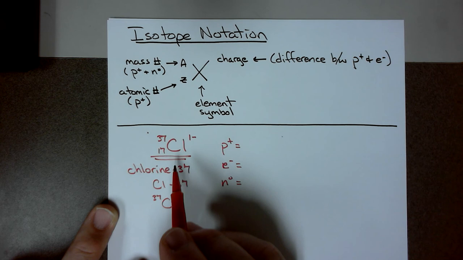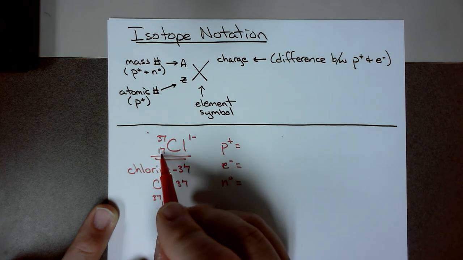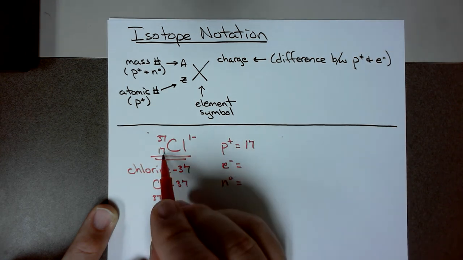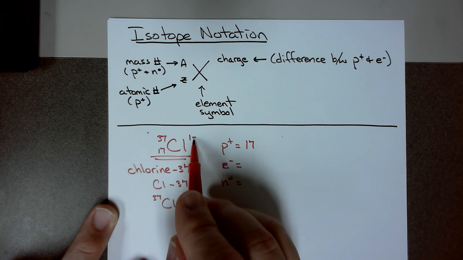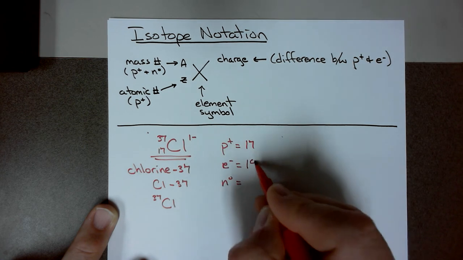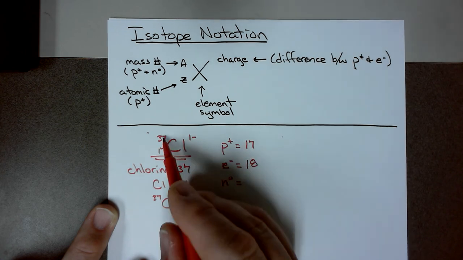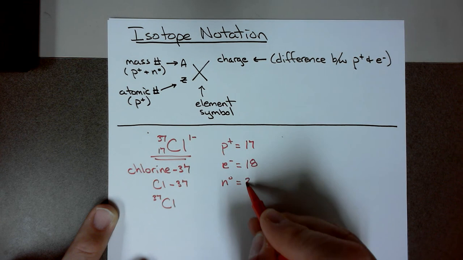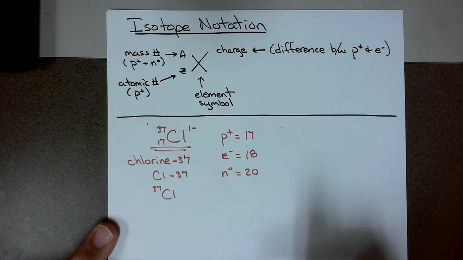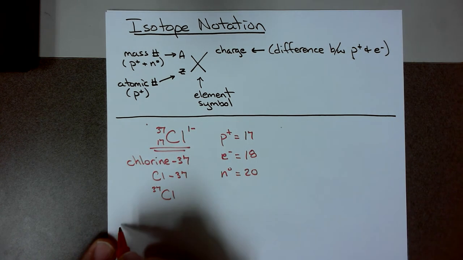Now here we know that the number of protons is the bottom number, Z, so that's 17 protons. It has a charge. That means we've gained an electron, and if a neutral one is 17 electrons, when you gain an electron, that means there's 18 electrons, and then 37 minus 17 means there's 20 neutrons.